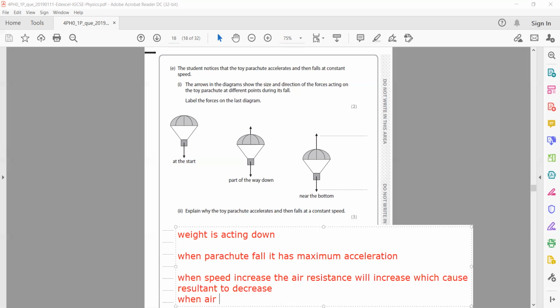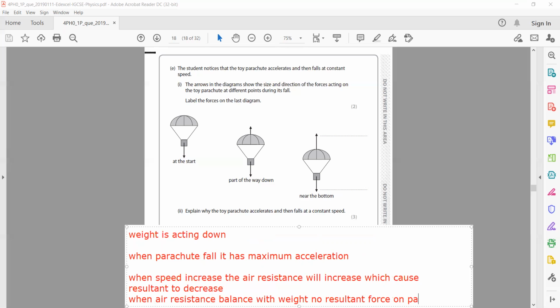When air resistance balances with weight, there is no resultant force on the parachute. It will move with constant speed.